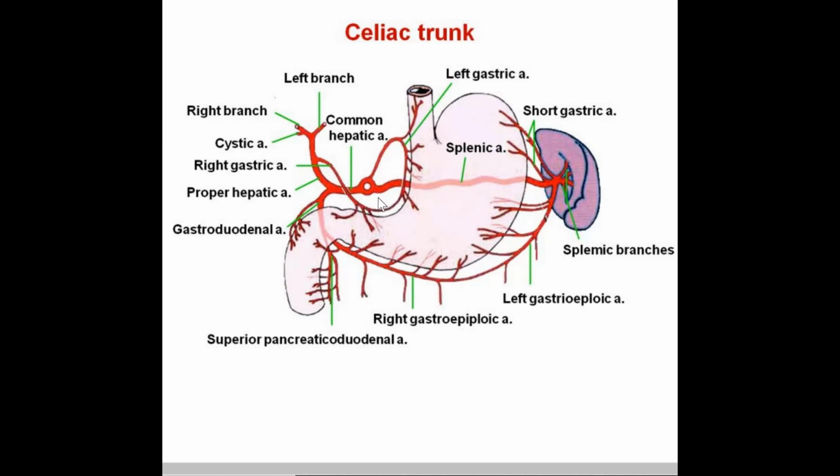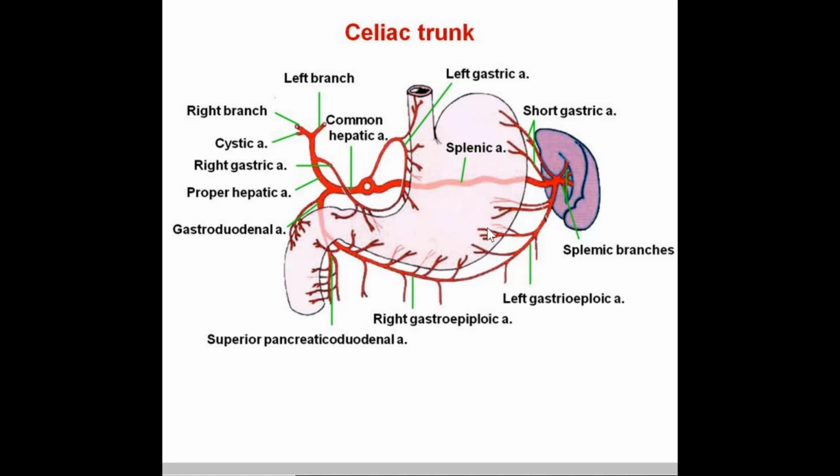Okay, and here from the proper hepatic artery, which is a branch of the common hepatic artery, there is a small branch that is called the right gastric artery. It supplies the lower part of the curvature. So here we find the left gastric artery, and here we find the right gastric artery. The left gastric artery comes directly from the celiac trunk, and the right gastric artery comes from the proper hepatic artery, a branch of the common hepatic artery, a branch of the celiac trunk.